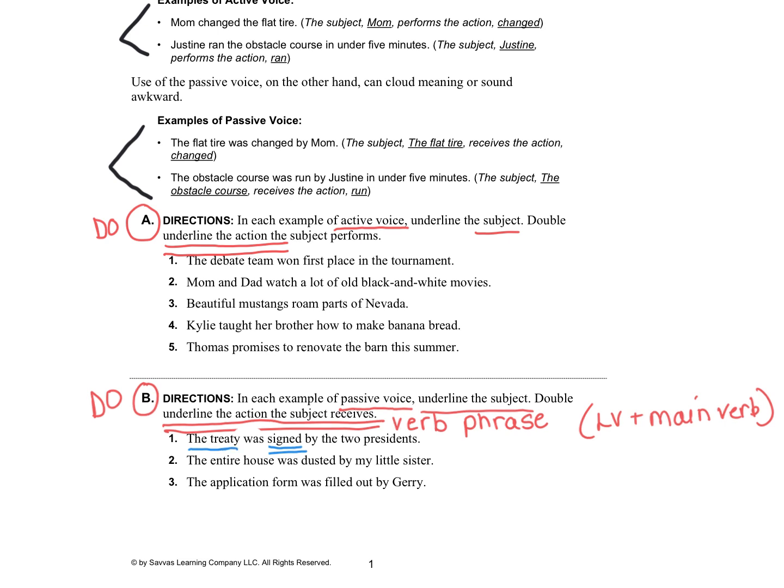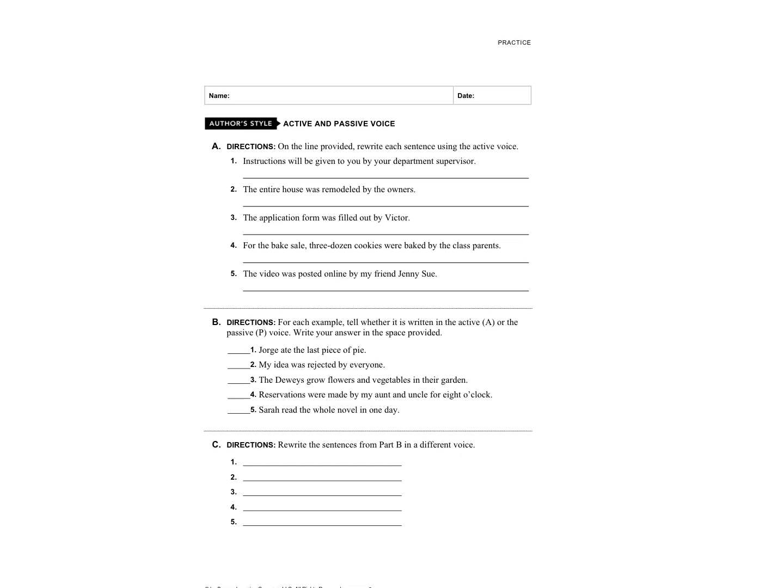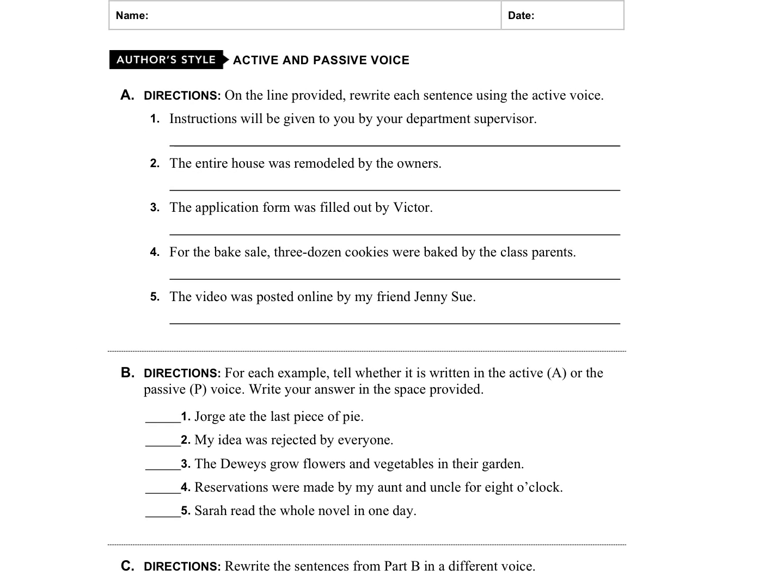Okay. All right. We went forward, and section A on the back we did. And that's where you're rewriting. So look at the first one. Let's do it together. Instructions will be given to you by your department supervisor. Who's doing the action? Well, the department supervisor is the one doing, but is not the subject of that sentence. Whom or what is this sentence about? This sentence is actually about instructions.